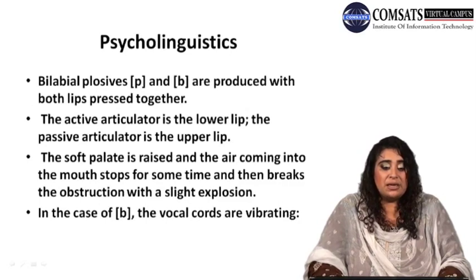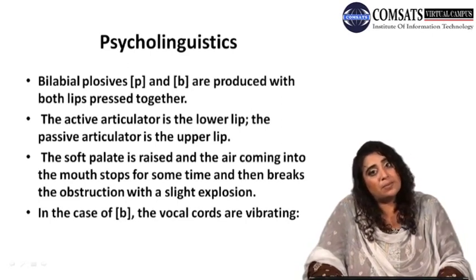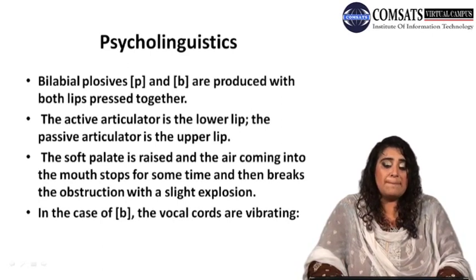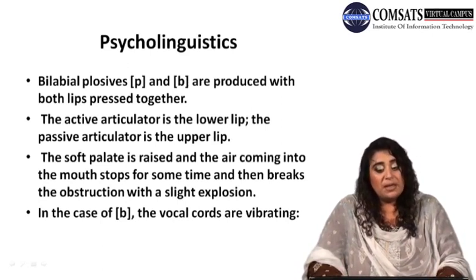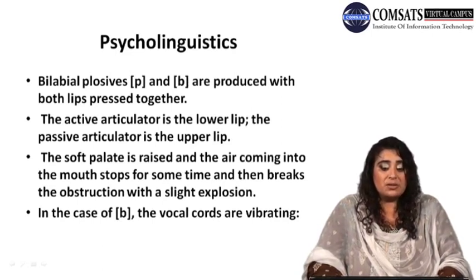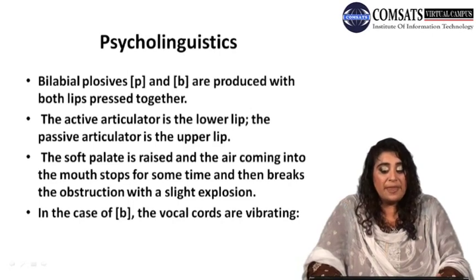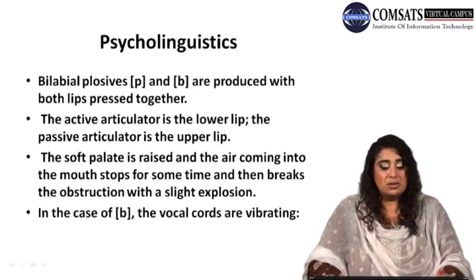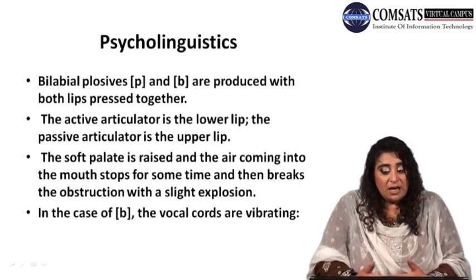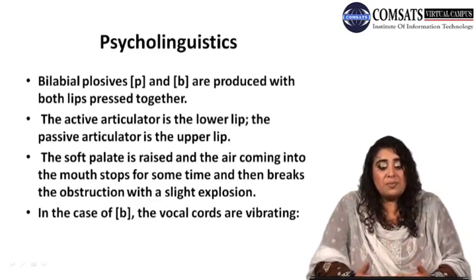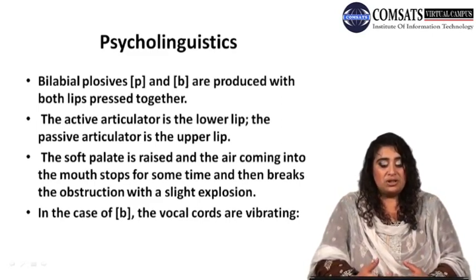I'll go on explaining further. Bilabial plosives P and B are produced with both lips pressed together. The active articulator is the lower lip, and the passive articulator is the upper lip. The soft palate is raised and the air coming from our lungs into the mouth stops for some time, and then breaks the obstruction with a slight explosion.